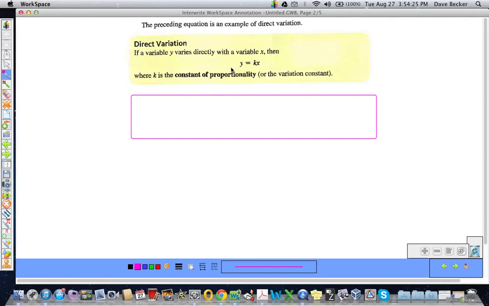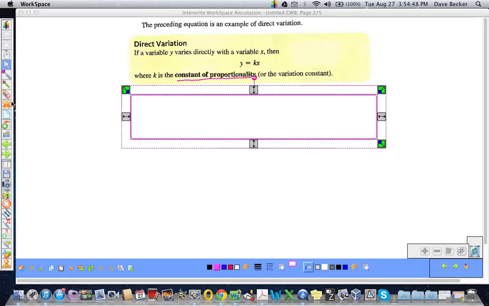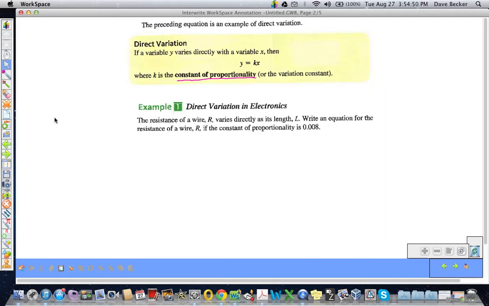Here is the main equation for direct variation. If a variable y varies directly with a variable x, then y equals k times x, where k is the constant of proportionality, or the variation constant. We will use constant of proportionality when we talk about it. Okay? K is the constant of proportionality. So let's try an example.